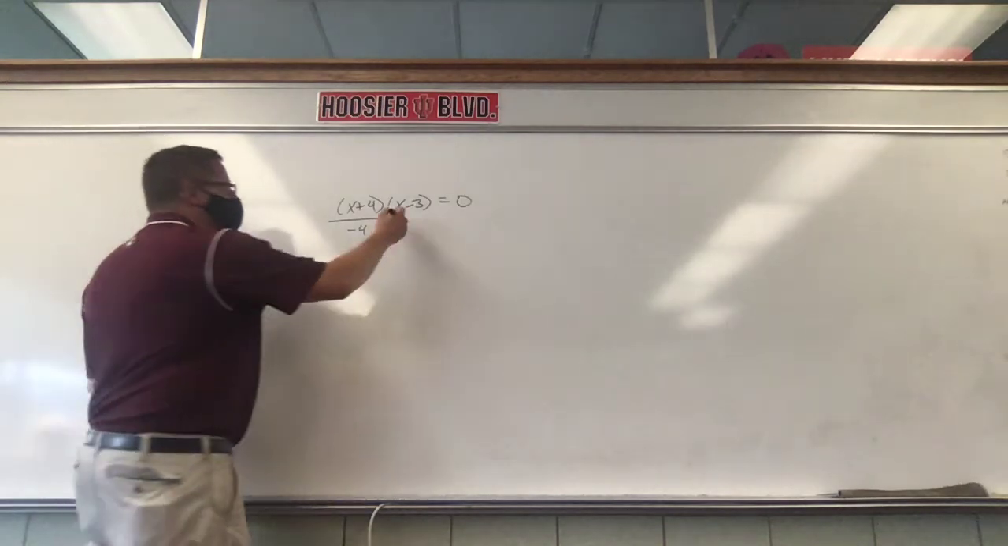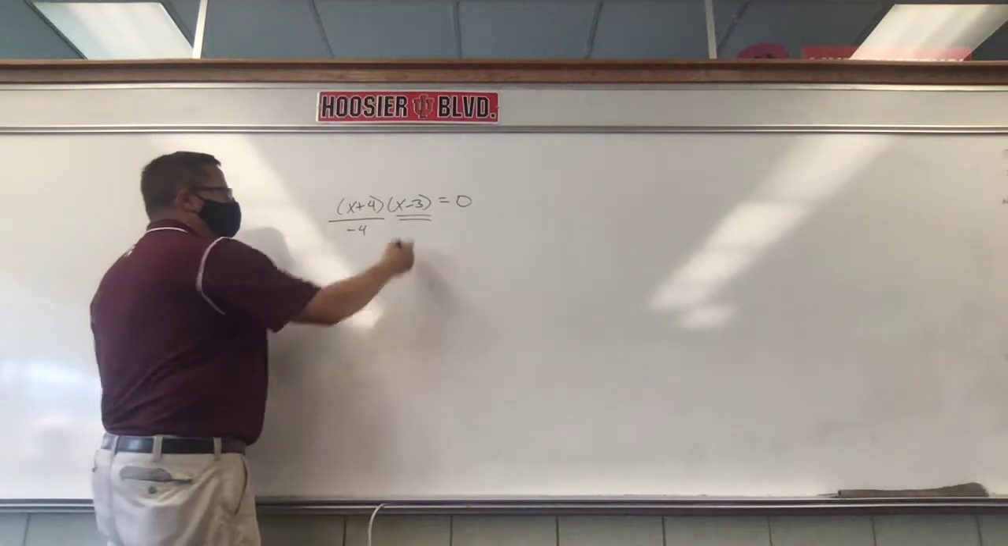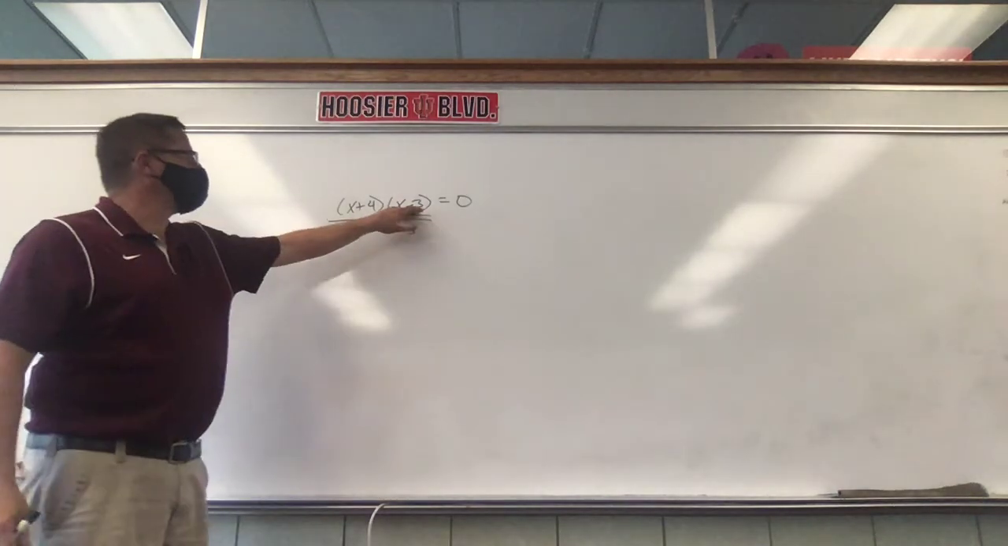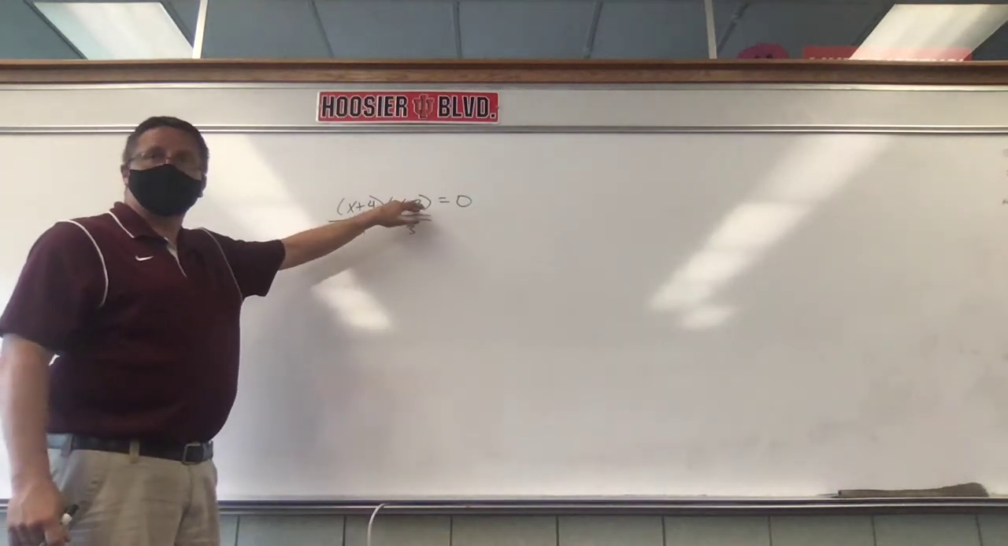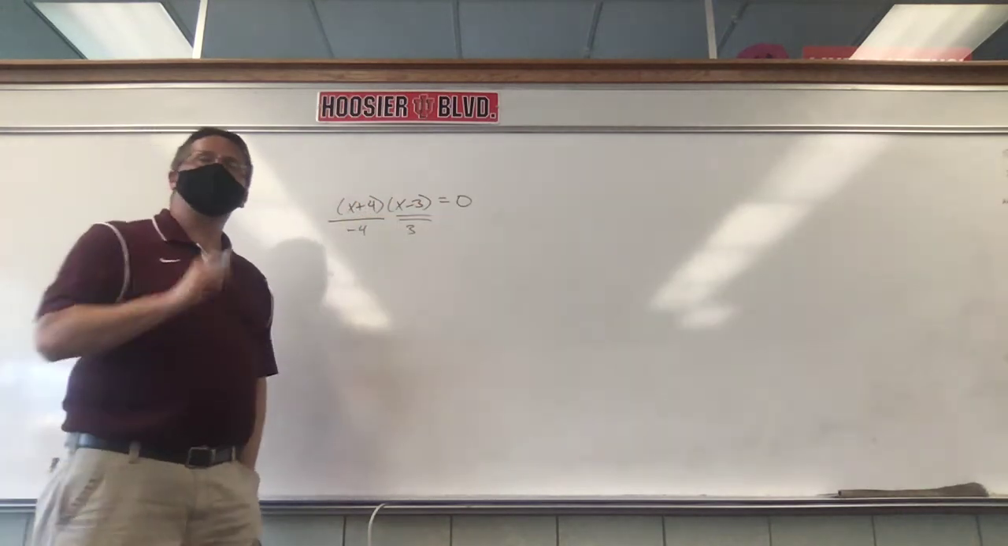How about over here? What could I plug in for x to make this turn into 0? Positive 3, because 3 minus 3 is 0. What's 0 times anything? 0. Now, that only works for 0.